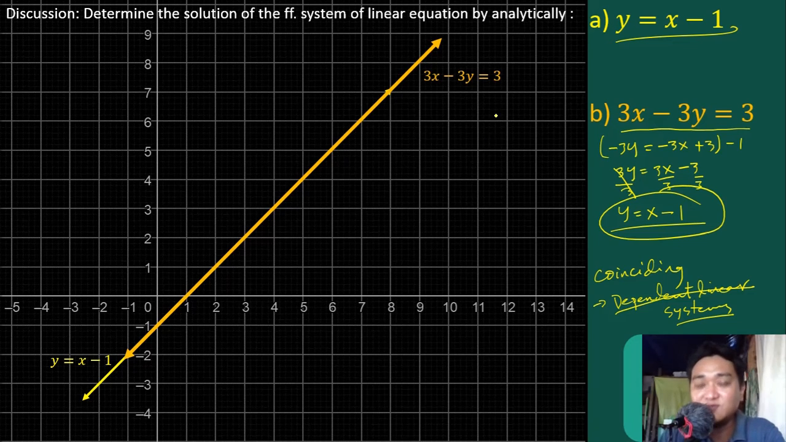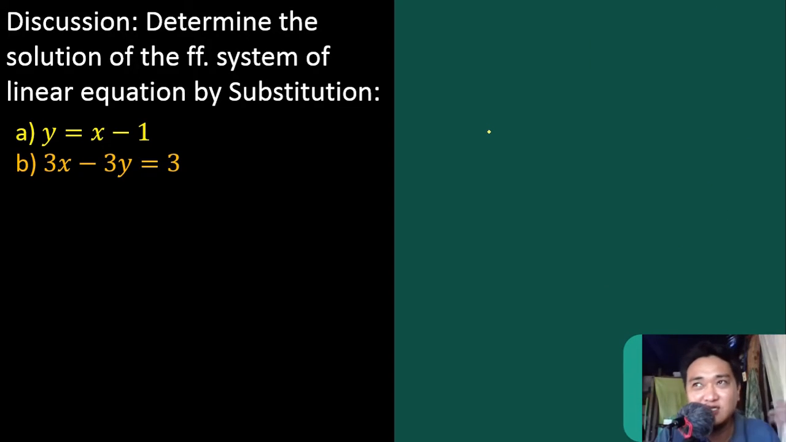But just out of curiosity, ano kaya yung magiging itsura pagka sinolve natin sila by substitution? So let us try. So we have the value of y here, which is the quantity x minus 1, and then let us substitute that value of y to this linear equation, 3x minus 3y is equals to 3. So we have 3x minus 3 times the value of y, the quantity x minus 1, is equivalent to 3.